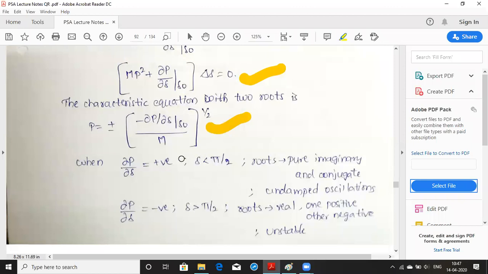So these are the two roots. That means one where the roots are purely imaginary, and another where the roots are one positive and one negative, that is, real. So we have two different types of roots.